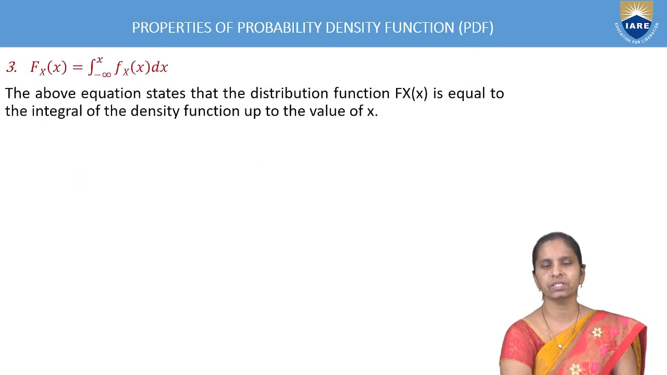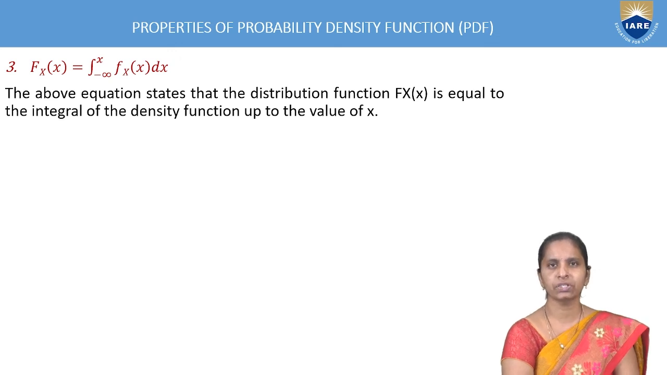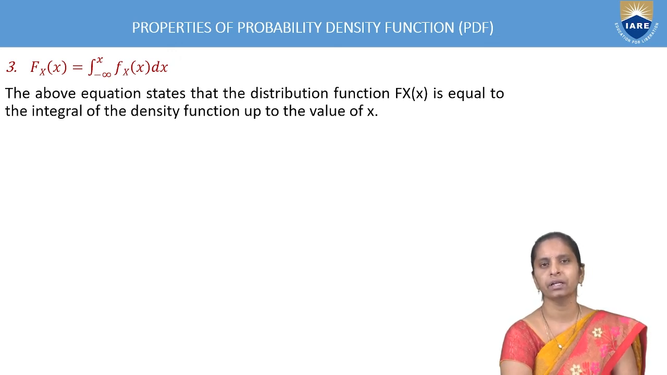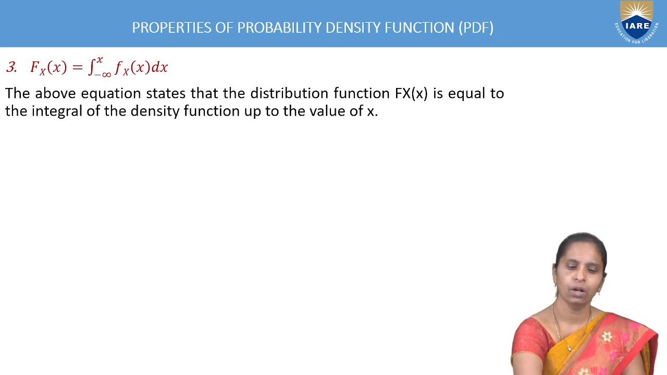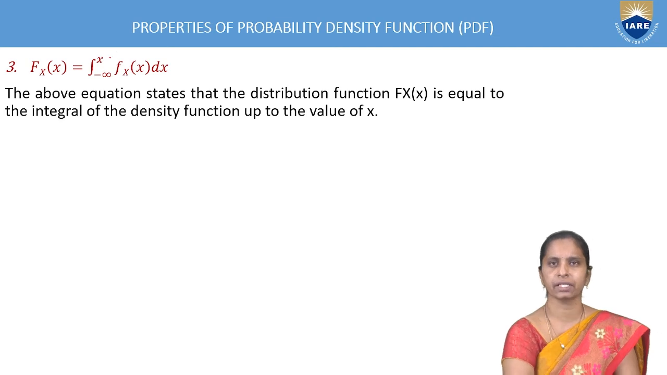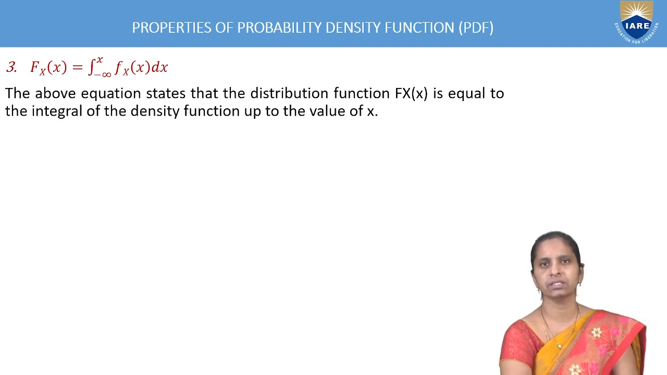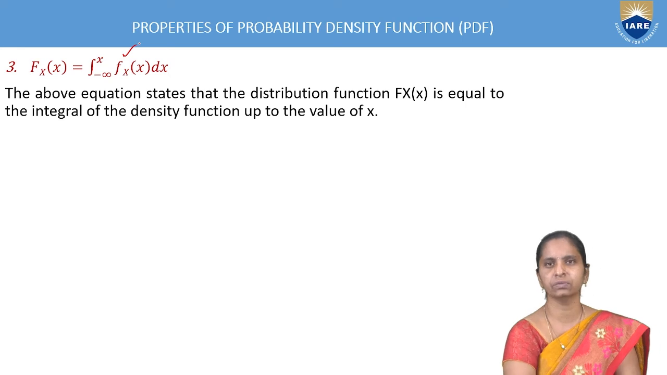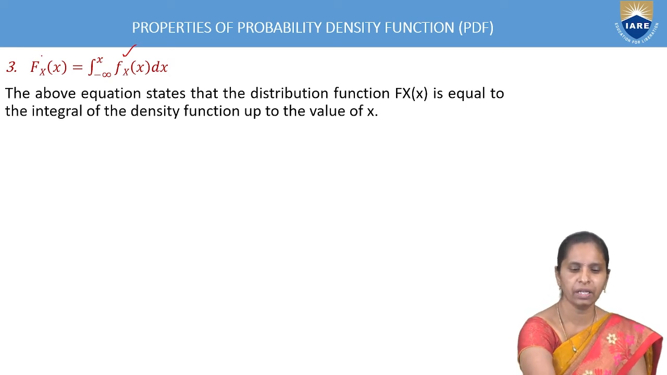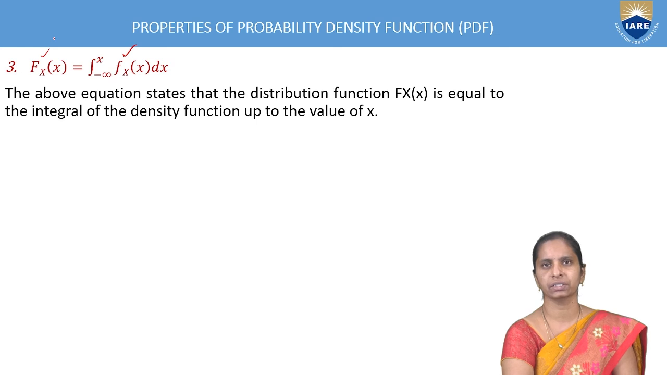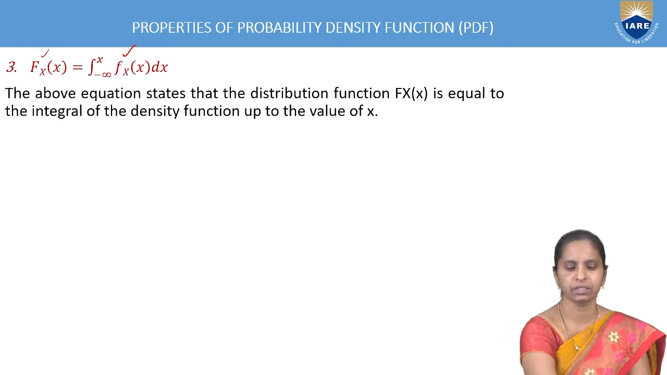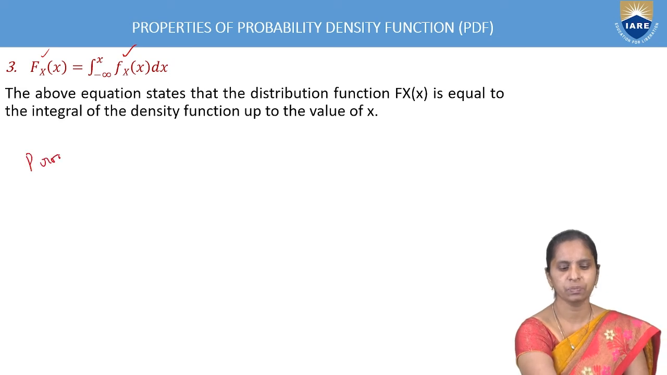And the third property of the density function states that the distribution function F_X(x) can be calculated in terms of the density function by integrating the density function over the limits minus infinity to x. That is, F_X(x) is equal to the integration from minus infinity to x of f_X(x) dx. Here, small f represents the density function, and capital F represents the distribution function. It means if you know the density function, you can calculate the distribution function. Now, how do you prove this property?